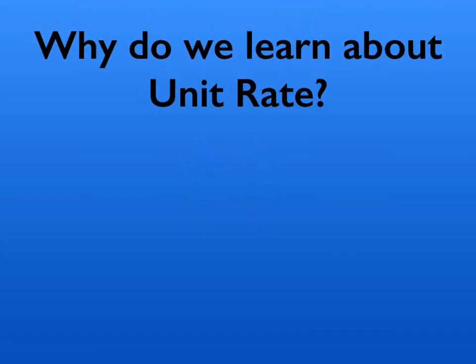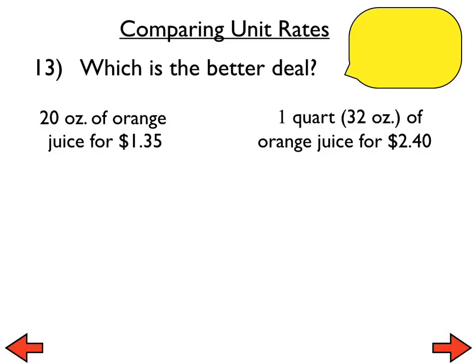So we are learning about unit rate because here's a classic example of why. When you go to the store, you want to buy something, there's 2 different things for sale, but they're for different sizes and they have different prices. You want to save money, right? You don't want to be ripped off and pay too much when you could have paid the cheaper one, right? Which one's the cheaper deal? Which one has a cheaper unit rate?